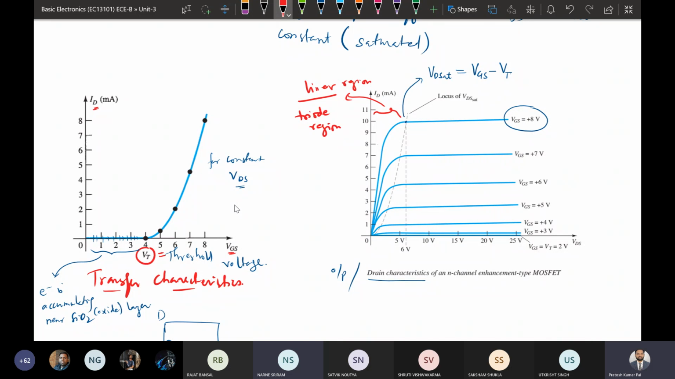The region where the MOSFET is going to operate in linear mode, that means the current is going to increase with respect to increasing VDS, is called the linear mode. And the point after pinch off, this is the point of pinch off, is called saturation. After the pinch off point the current is going to be constant. So in all the cases the current is constant. So this is called your saturation region.